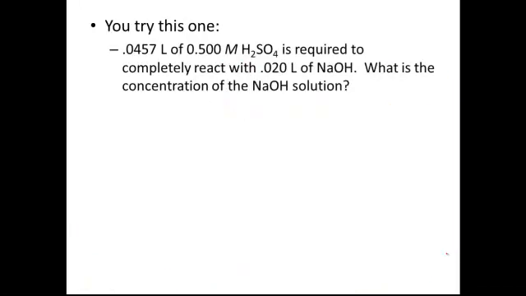Okay, so here's another example of this. I want you to go ahead and pause the video at this time and see if you can figure it out. Let's read it together here and then we'll pause it. 0.0457 liters of 0.5 molar sulfuric acid is required to completely react with 0.20 liters of sodium hydroxide. What is the concentration of the sodium hydroxide solution? I'll tell you right now, you need a balanced equation and you're going to do something very similar to what we just did. So go ahead and pause the video at this time and then we will continue once you've gotten as far as you can get.